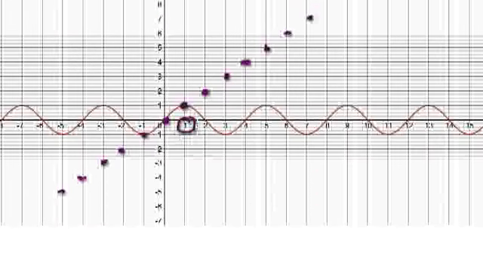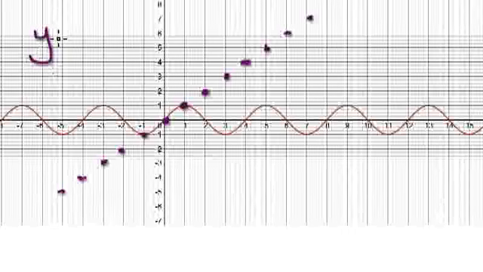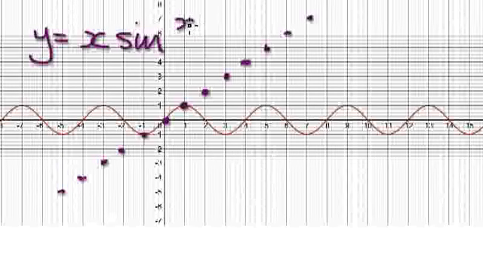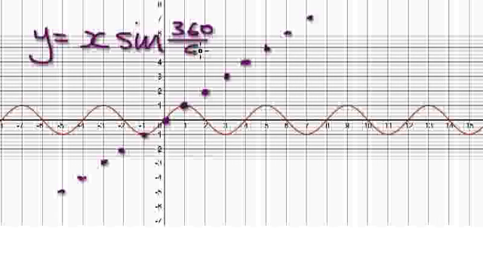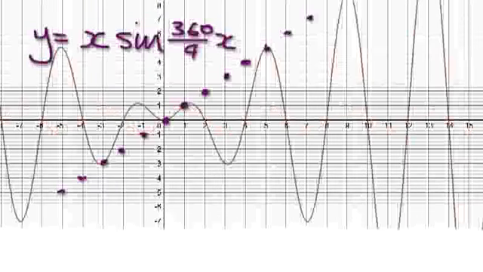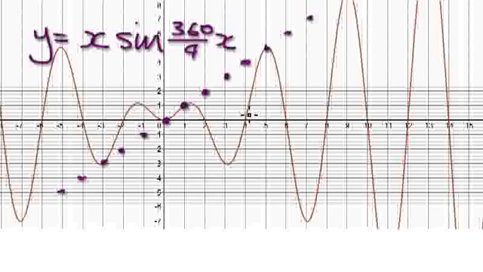Now, looking at this point here, looking at the sine graph. So this is your sine graph here. Looking at the sine graph, when x equals 1 here, to create the effect, you would draw a graph like this: y equals x sine of 360 over 4x. So if you were to draw this here, it would look like this.